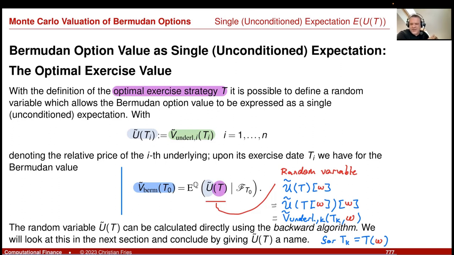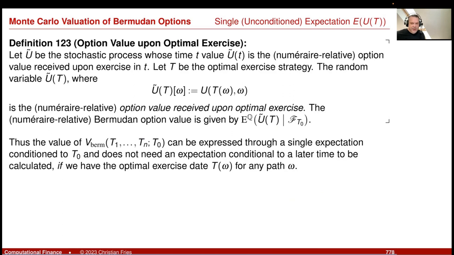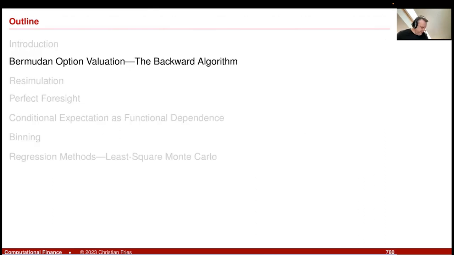But we got one step closer to a nice solution, because now I can define an algorithm that constructs this random variable u tilde of t. And this algorithm is the backward algorithm. Okay, so just as a summary, what I wrote on the previous slide, so how you should understand this random variable, it is u tilde evaluated on the stochastic time, then evaluated on the sample path. So let's have a look at the backward algorithm.